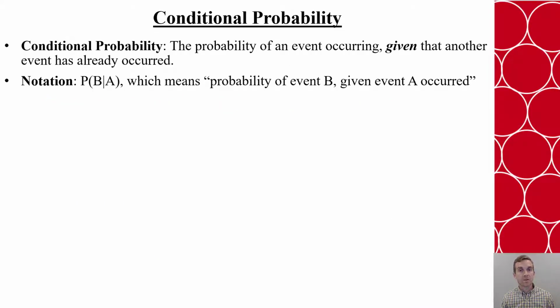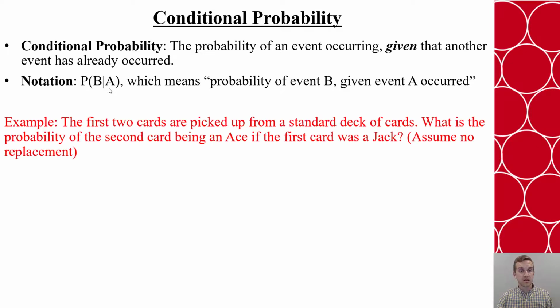Now, once we start dealing with dependence, we have to understand conditional probability. This is where the probability of an event occurs given that another event has already occurred. And the way we write that, you'll see, is the probability of B given A occurred. So let's look at some examples to understand what this means.